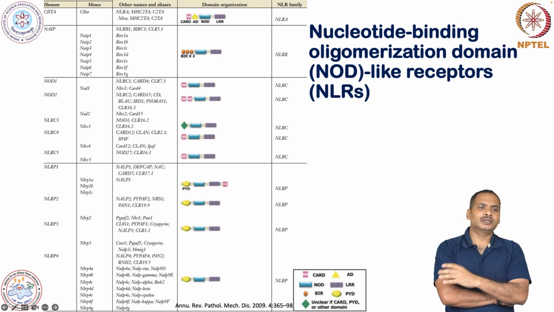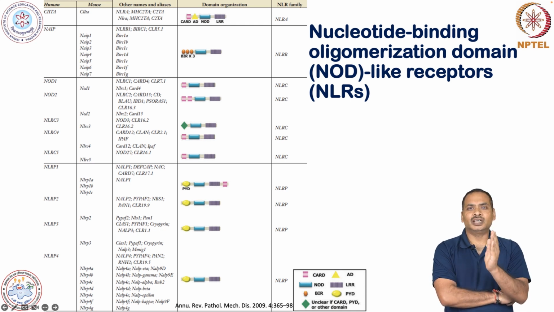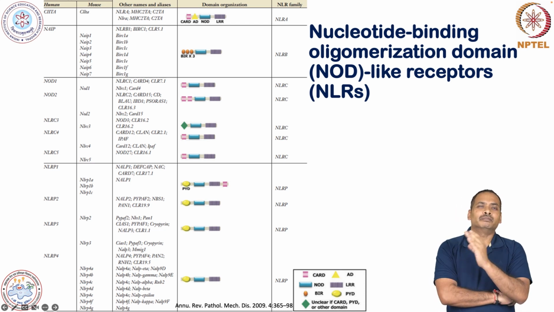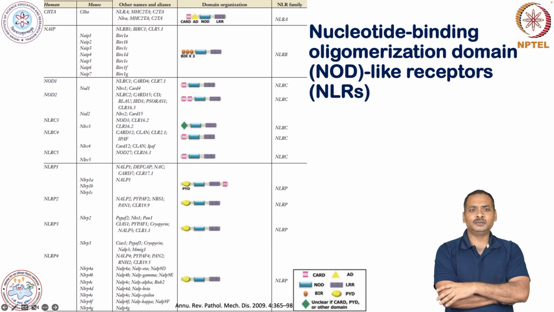Another is NAIP, and it has a BIR domain. BIR stands for baculovirus inhibitor repeat. And there is a NOD domain and a leucine rich repeat domain.